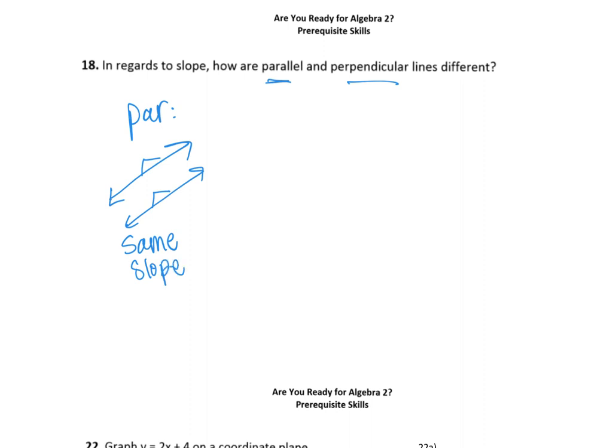How are parallel and perpendicular lines different? Well, here's parallel lines. We all know that parallel lines are two lines that are equidistant from each other. They never cross, they never touch. In order to do that, they need to have the same rise over run as each other, which is another word for slope. Okay, so parallel lines have the same slope. That's the big thing.